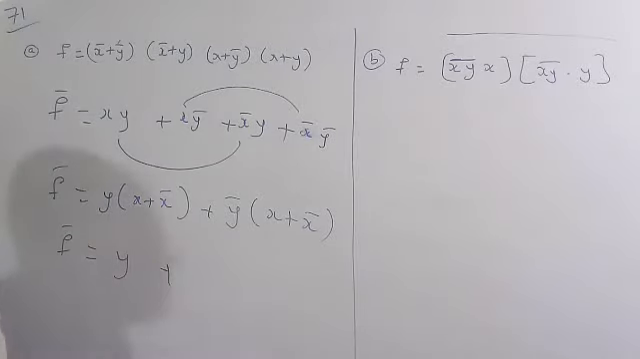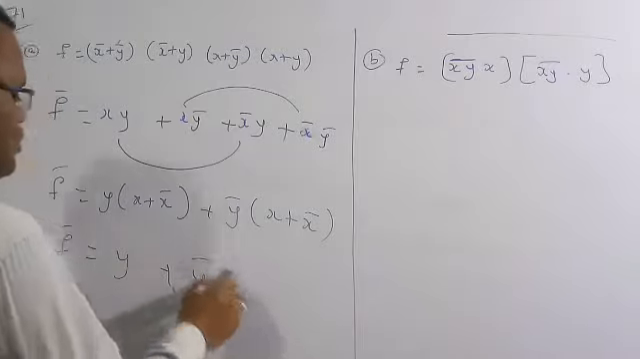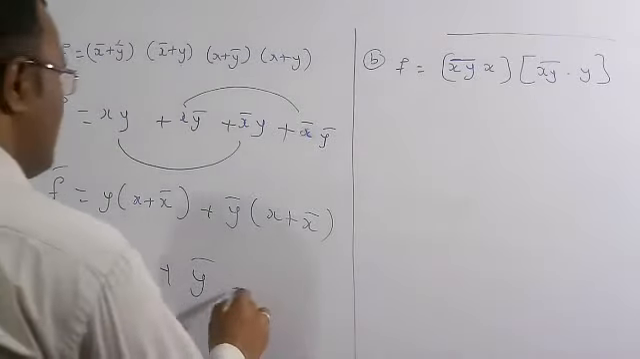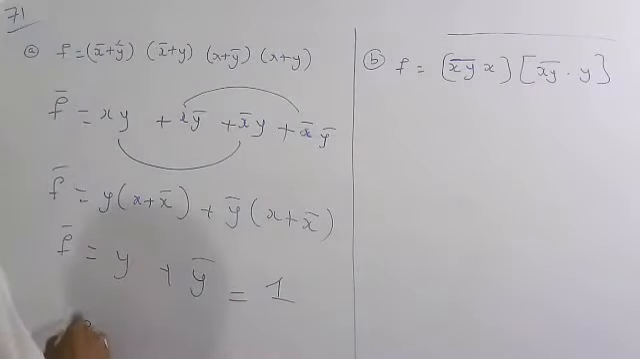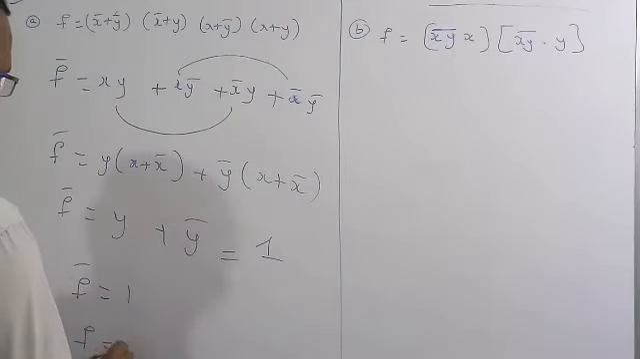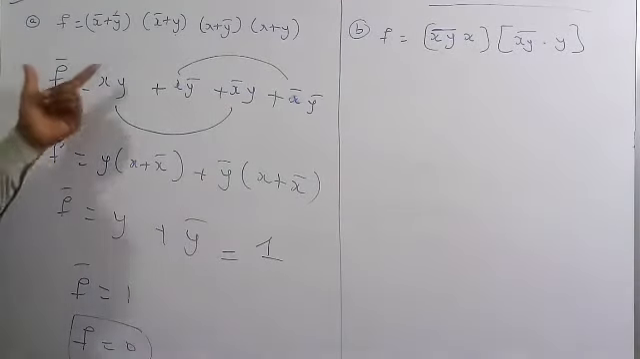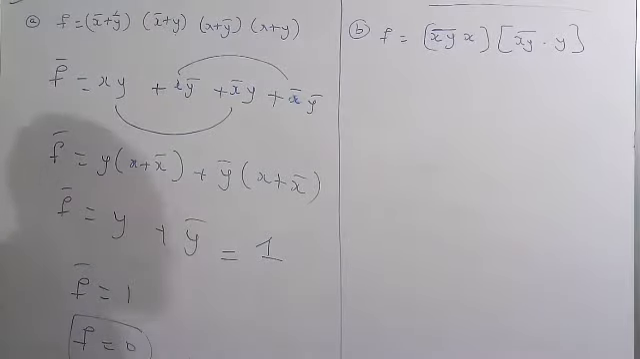So y plus y bar is nothing but 1. Therefore f bar is equal to 1, so f is equal to 0. This whole expression is going to give the result 0 always.